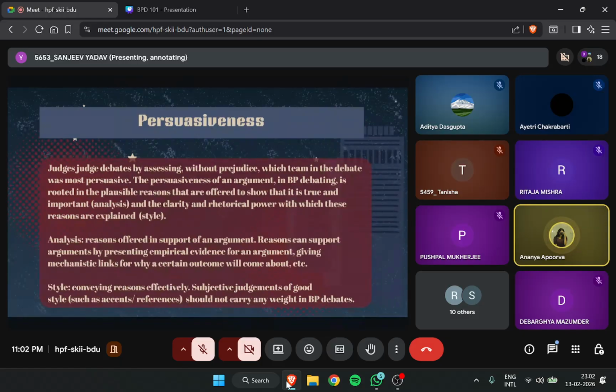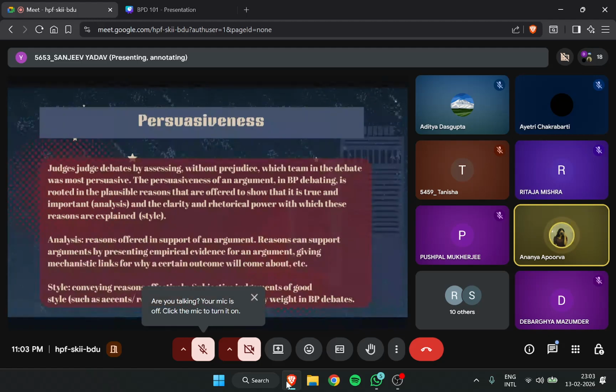Now, this is what we call analysis in general: going ahead and providing reasons in support of an argument that you put forward. And other than that, the clarity and the rhetorical power with which these reasons are explained, which is again what we call style or manner. Now, what do we mean by analysis? Analysis is simply the reasons that you offer in support of an argument, proving why an argument is certainly going to hold in all plausible scenarios. That is, mechanizing it well enough, giving sufficient reasons, so that you can then tell me that your argument is going to hold true in whatever may come.